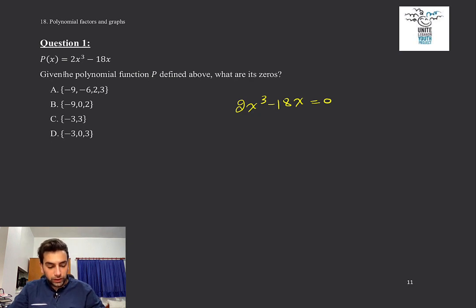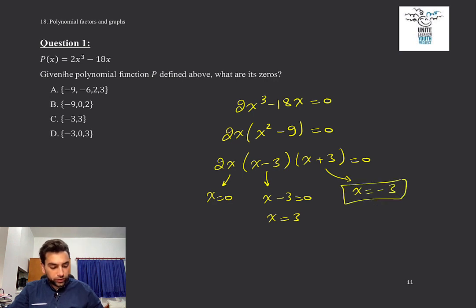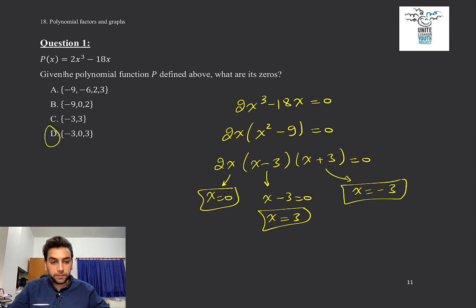Factorizing this out, you will get 2x as a common factor. You will be left with x squared minus 9 equals 0. Going forward with our factorization, you can write x squared minus 9 as x minus 3 times x plus 3, which gives me my solutions to be x equals 0 from this one. From here, I will get x minus 3 equals 0, which gives me x equals 3. And from the last one, x equals minus 3 is a solution. Thus, my solution for such an exercise is the choice part D.